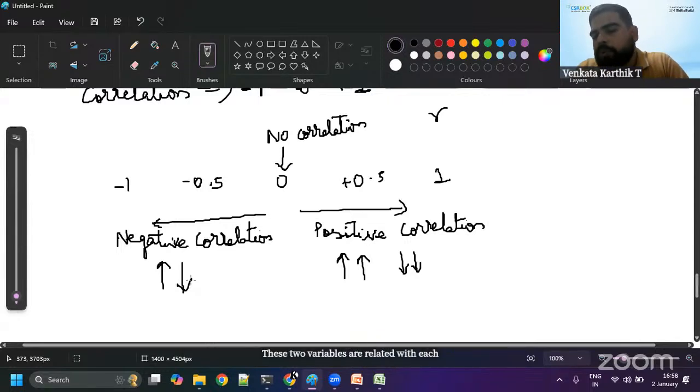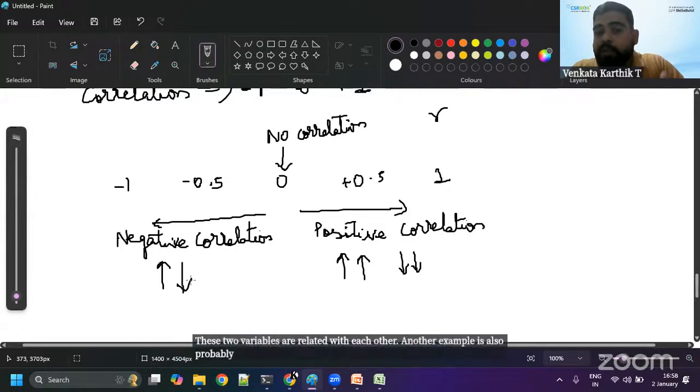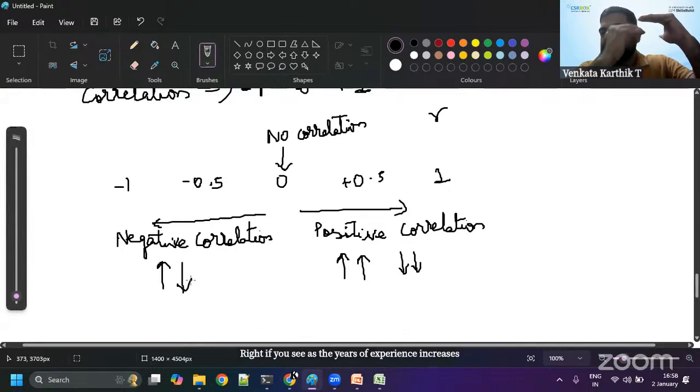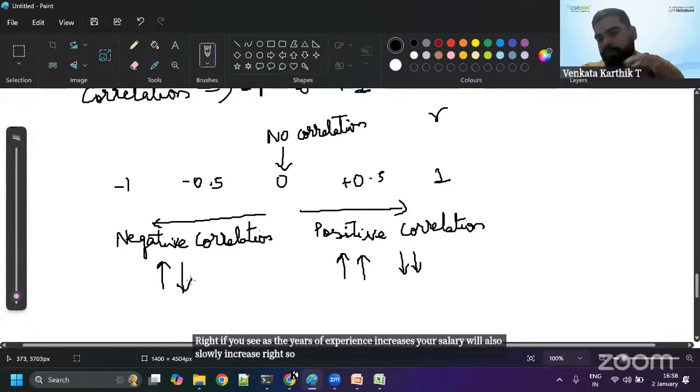Another example is probably your years of experience and your salary, right? If you see, as the years of experience increases, your salary will also slowly increase, right? So both of them are moving in the same direction. So that is again an example of positive correlation.